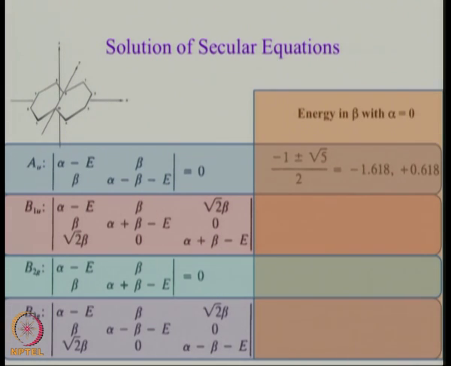From the second one, how many will we get? That would give me a third order equation in E, isn't it? So, 3 should come. Actually, there are 3 B1U molecular orbitals. So, the answer you get from there is 1, 2.303, minus 1.303. Work it out, you will get it. Next one gives you 1.618 and minus 0.618.